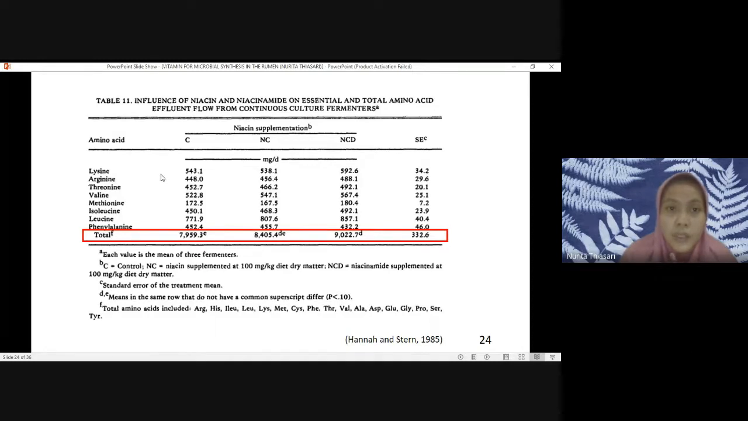And next, this one is the experiment about niacin supplementation, but in different forms. The first one is NC, which is niacin, and then NCD is niacinamide. We can see, comparing with the control or without the addition of niacin, the addition of niacin or niacinamide increases the total amino acids.